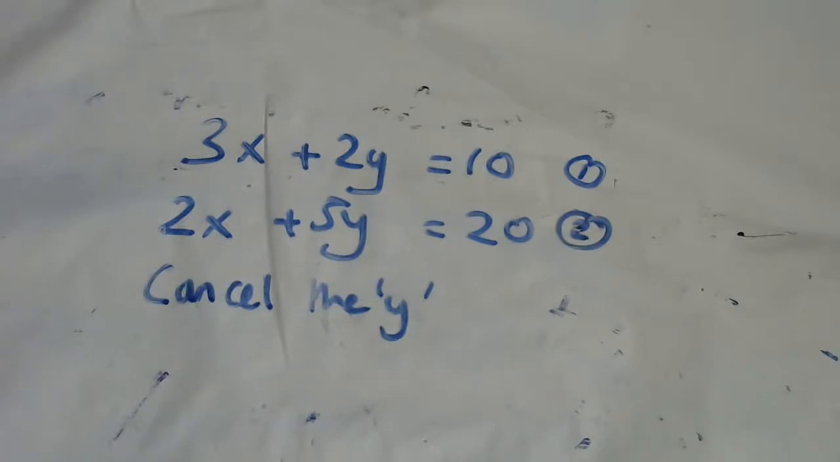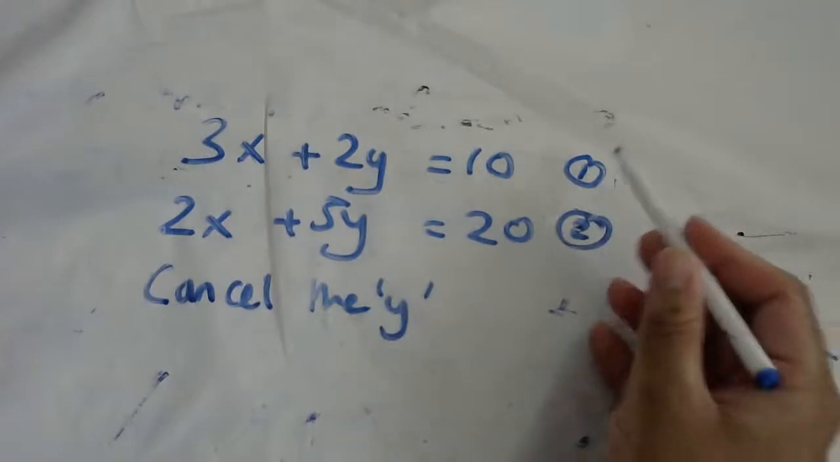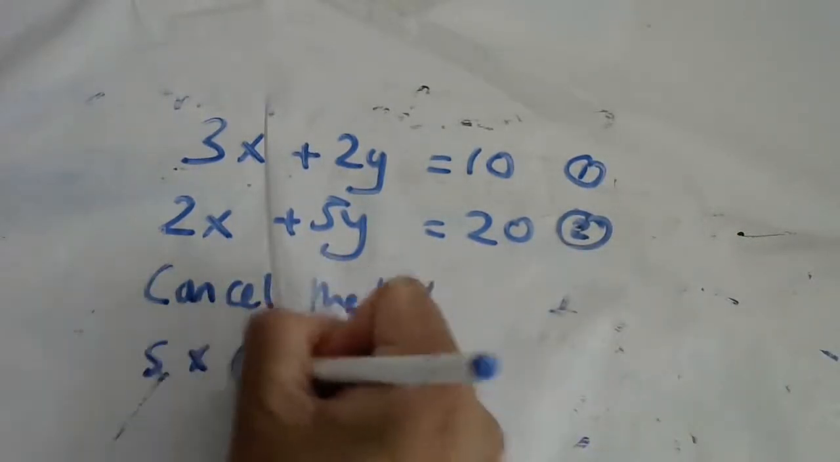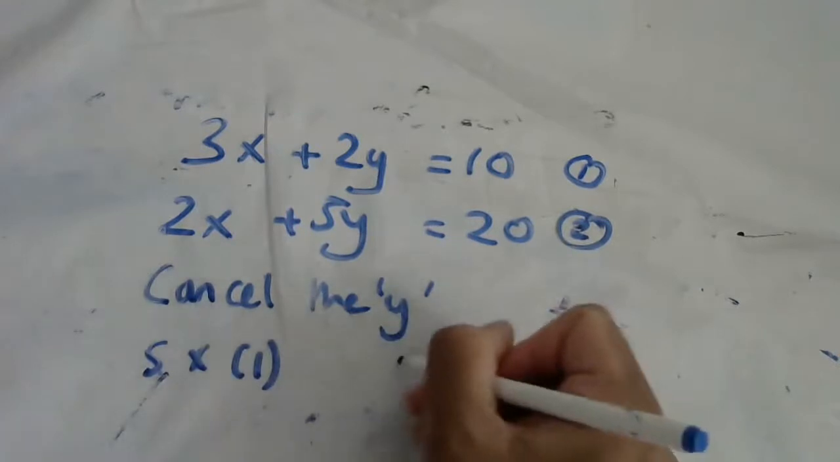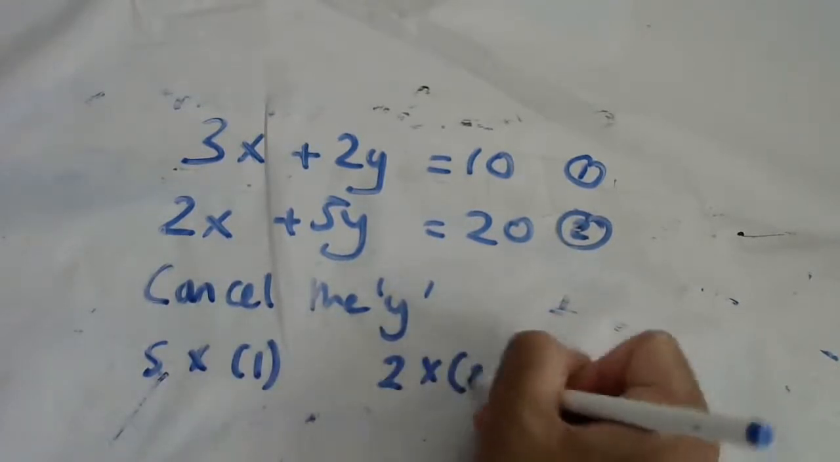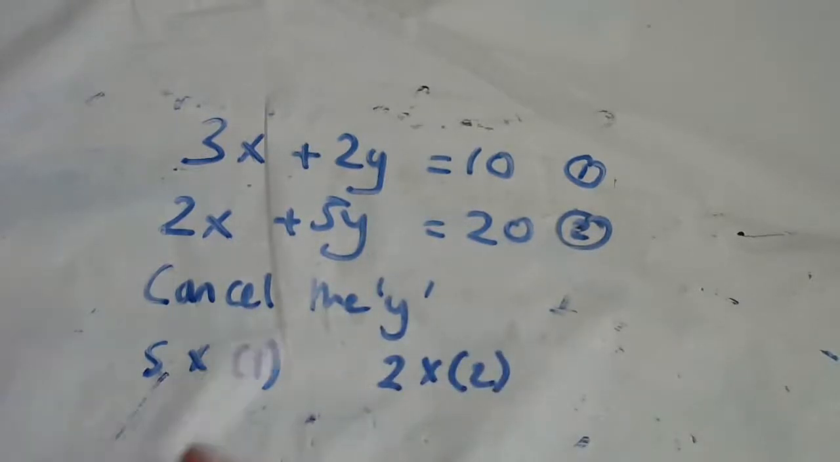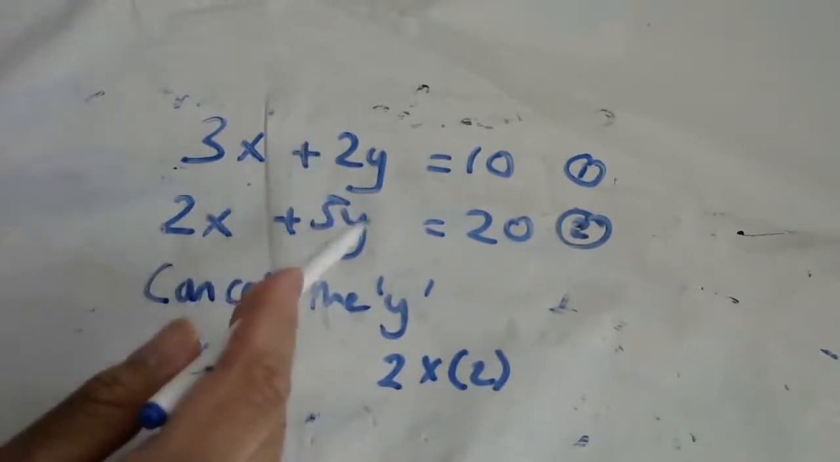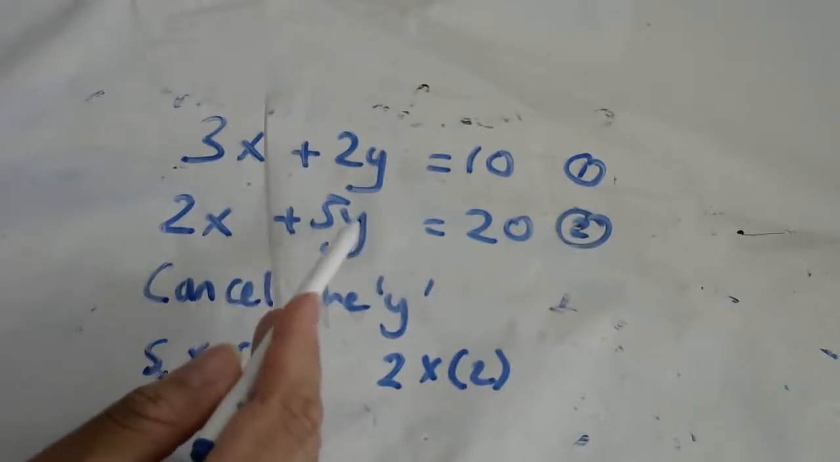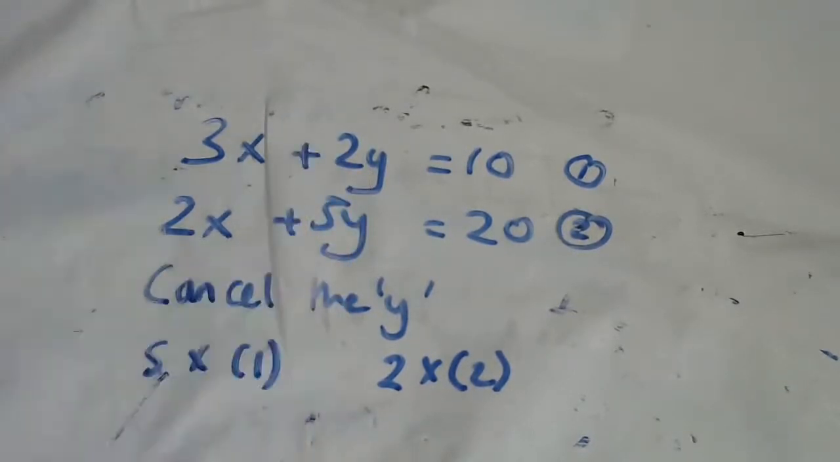Right. So here we're going to cancel the y. And the way we do it is we multiply. That's what I'm going to show you how to do. Don't worry, I was just waiting for you to get copied. So what we're going to do is multiply this by 5 and that by 2. So we're going to do 5 times equation number 1, and 2 times equation number 2. Now, why have I chosen to do it that way? Because you multiply by the opposite equation's y coefficient. So the coefficient of y for equation 2 is 5, so I'm going to times the first equation by 5.